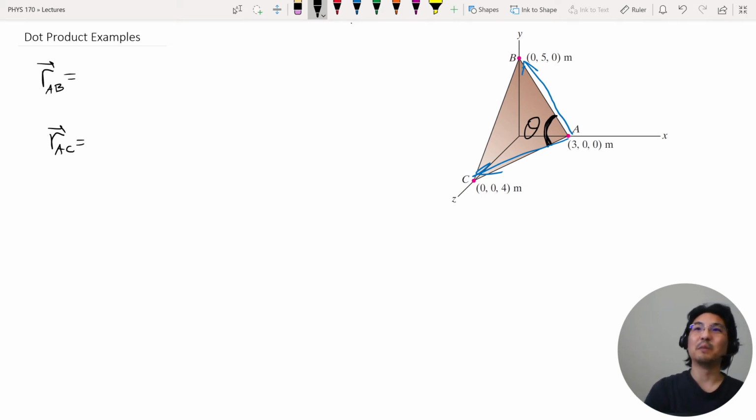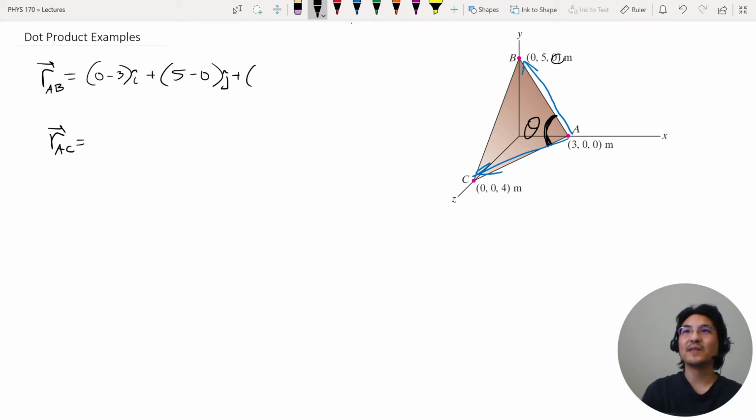Okay, so from A to B, you think like where you end minus where you start. So in the x direction, 0 minus 3. In the y direction, 5 minus 0. And then in the z direction, 0 minus 0. Okay, so we got the vector, right? Negative 3i plus 5j.